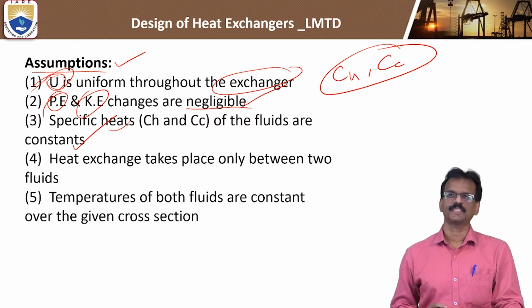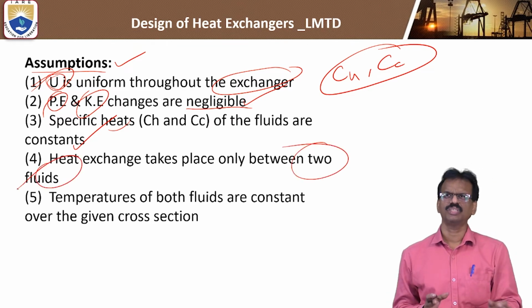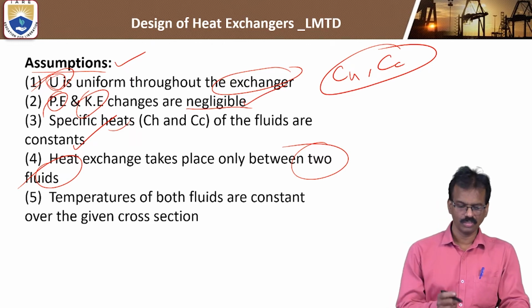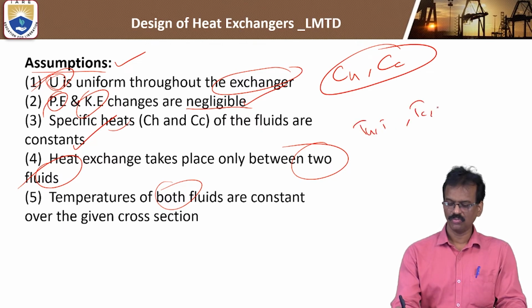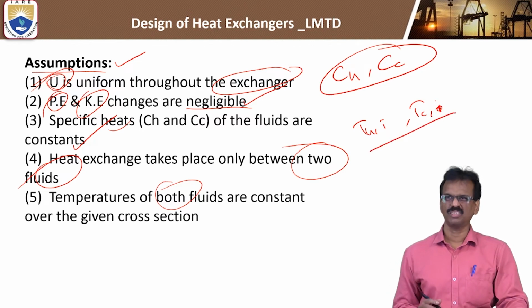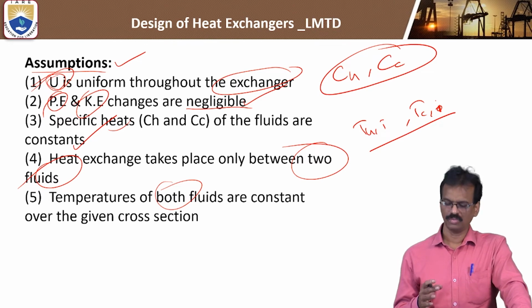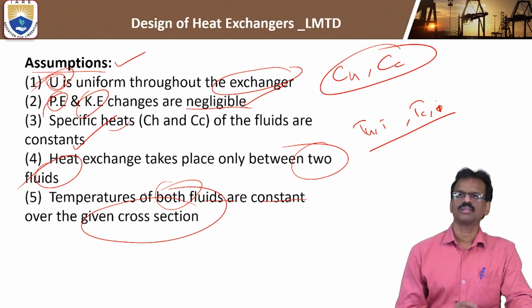So these are not variable parameters here. The fourth one is that in the heat exchanger, only two fluids are considered, and heat is transferred from the hot fluid to cold fluid. So those are the assumptions. So temperatures of both fluids are constants: the inlet temperature of the hot fluid and inlet temperature of the cold fluid. So these are fixed parameters. These are not variable parameters. Once the inlet temperature of the hot fluid is given, that is fixed for the complete heat exchanger. So temperatures of both fluids are constants over the given cross section.